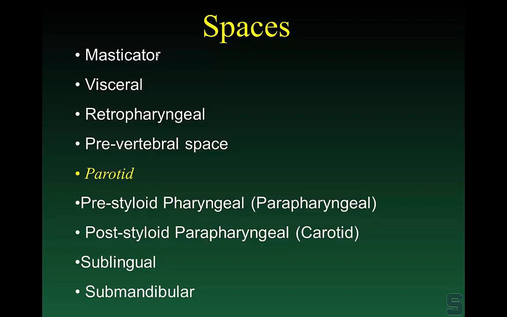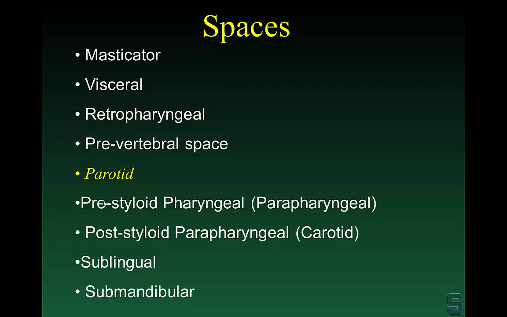All right, so the next one is really easy, right? So let's review a little bit. Masticator space: muscles of mastication, bone, muscle, and nerve. Visceral space: anytime that you look in someone's mouth, everything that you see is in the visceral space. The retropharyngeal space is the space located just behind the pharynx. The prevertebral space, in other more common terms, is the cervical spine and everything that surrounds the cervical spine.